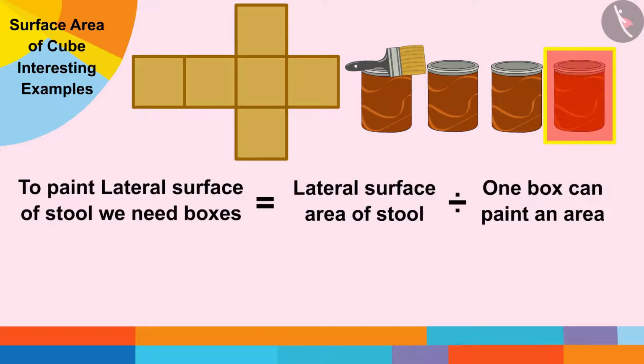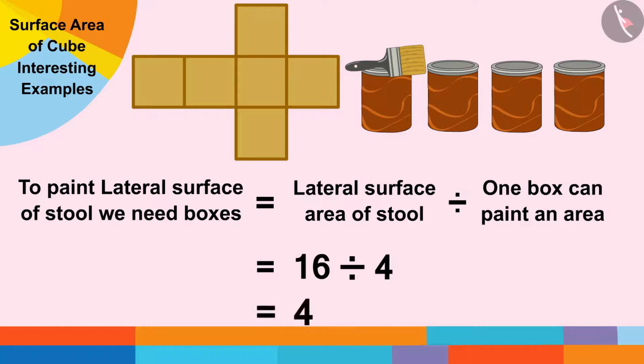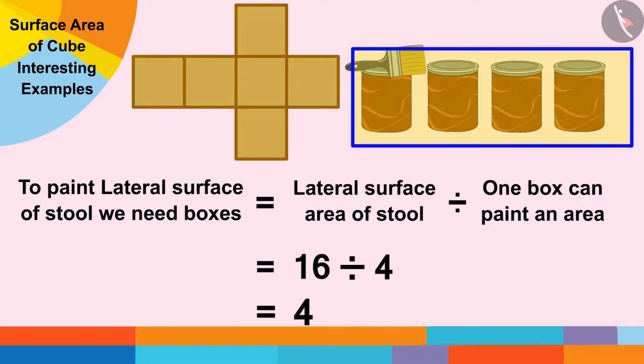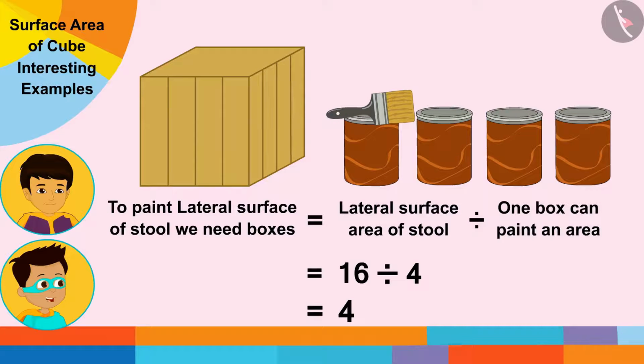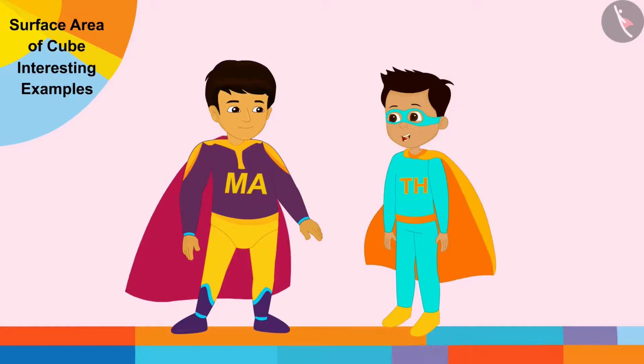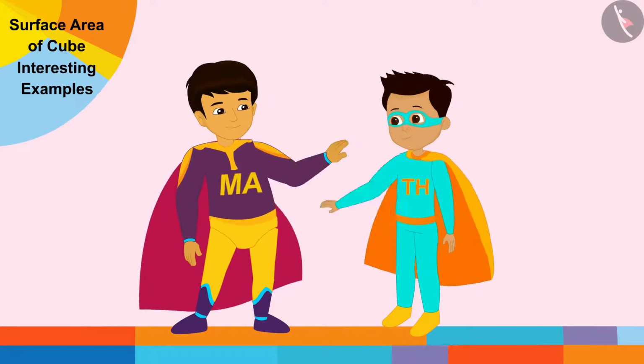With one box, we can paint an area of 4 square feet. So, in order to paint the lateral surface area of the stool, that is 16 square feet, we would need 16 divided by 4, that is 4 boxes of paint. Look, Manas, you can paint the lateral surfaces of the stool with your 4 paint boxes. Let us return back and paint your stool quickly. Then we have to also go to play.